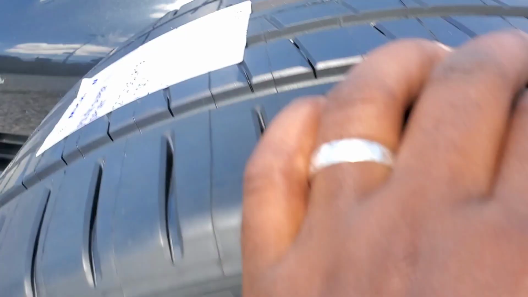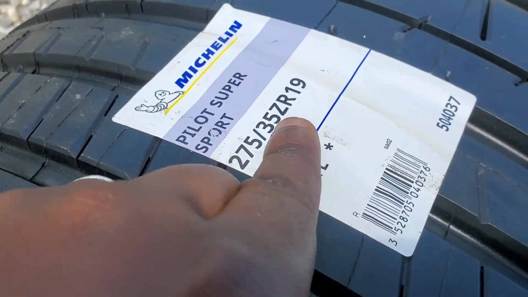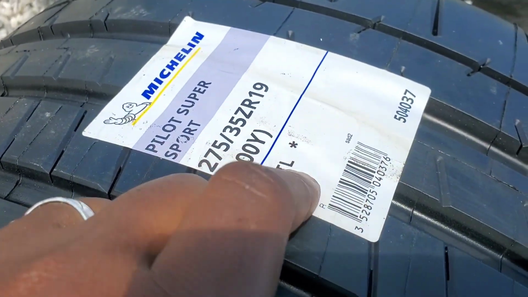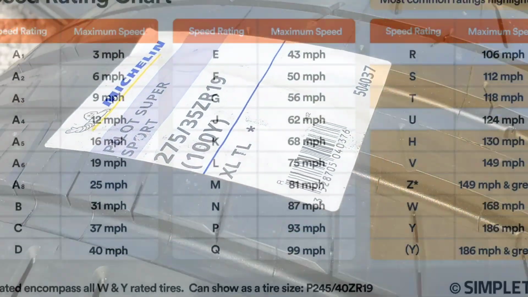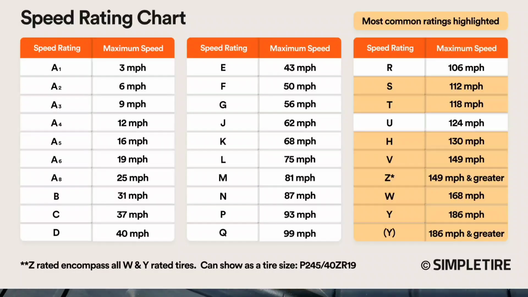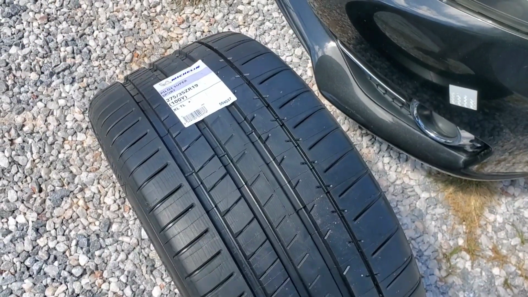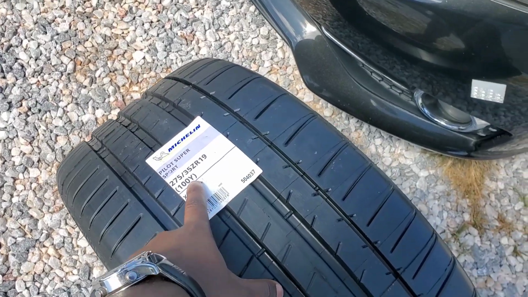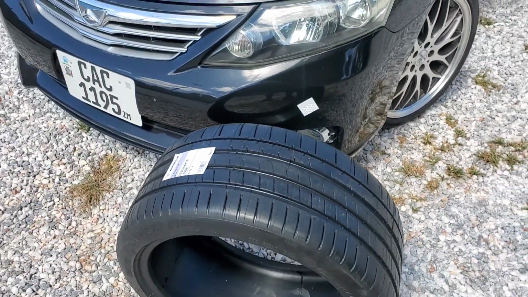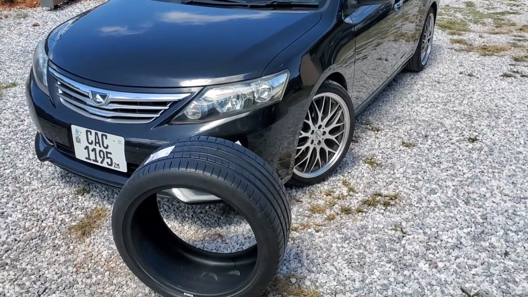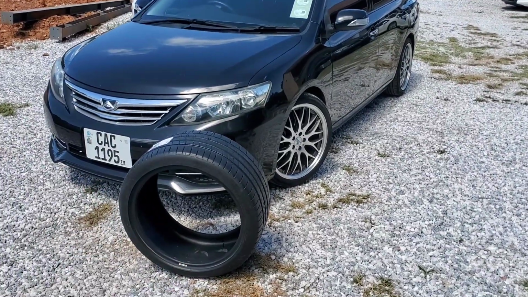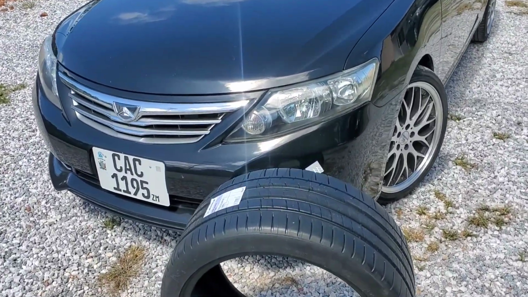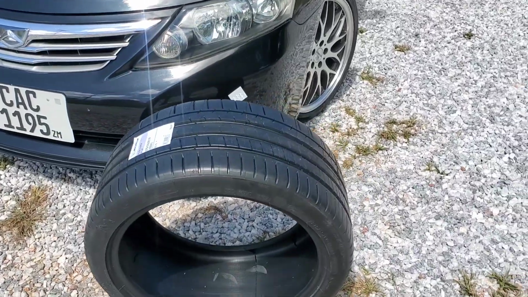And then Y is basically a measure of the speed that this tire is rated for, the maximum speed that this tire is rated for. So Y, I think, being the highest rating you can get. I'll put the chart here for you guys to see. This tire is able to do up to 300 kilometers an hour with no issues. So unless you drive a Bugatti, I think that covers pretty much every car that you can try to put this tire on.